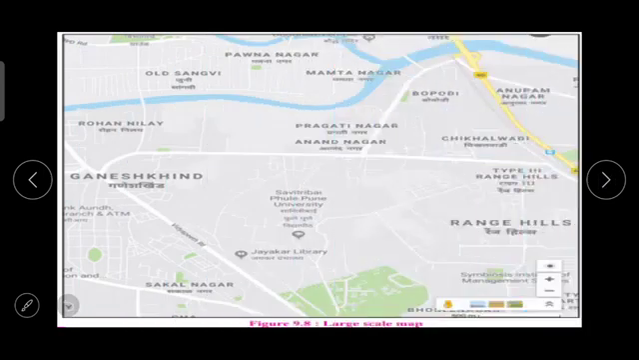Here on the screen again you can see figure 9.8, a large scale map. So where will you find maps as shown in figure 9.8, which is on the screen? You just try to find such kinds of maps and try to answer this. Where will you find maps as shown in the figure?